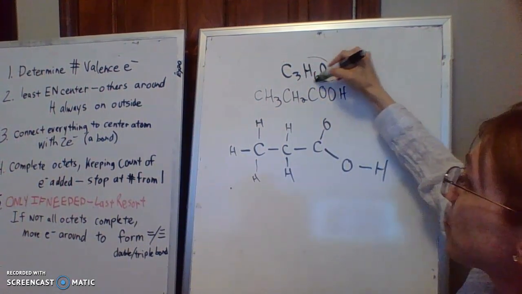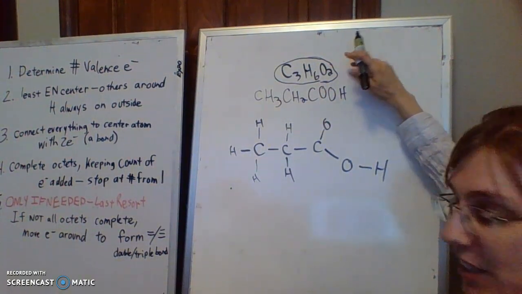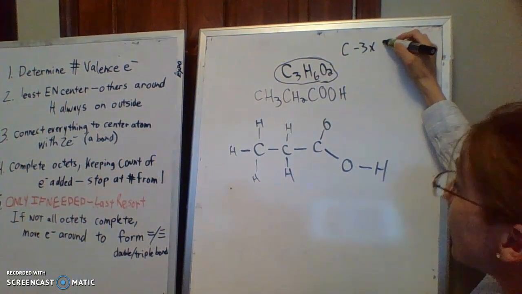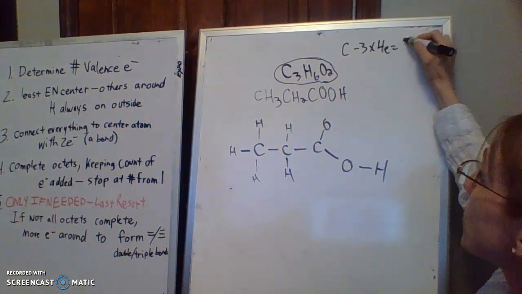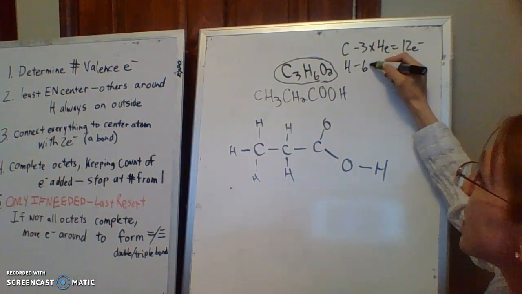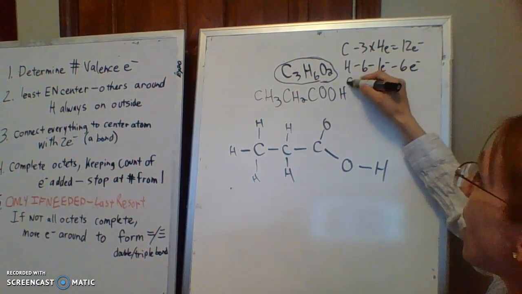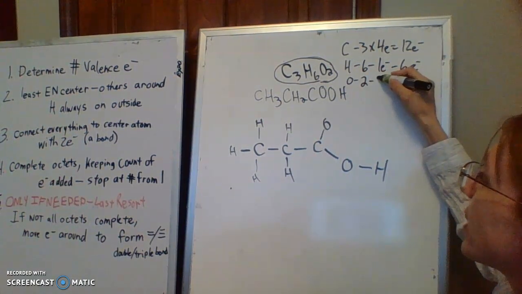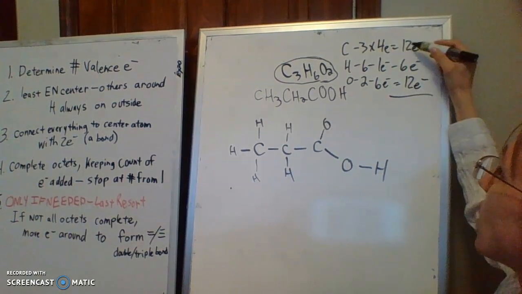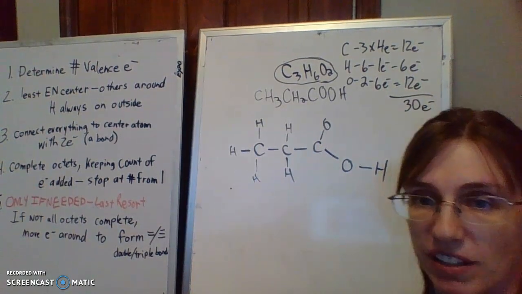I'm going to use this condensed version of the formula to count up our valence electrons because it's a little easier. We've got carbon. We have 3 of them. Each one has 4 valence electrons, so we have 12 electrons from there. Then we have hydrogen, which is 6 of them, 1 electron from each one. We have 6 electrons there. Oxygen, there are 2 of those, and we have 6 valence electrons from each, so we have 12 electrons. We add these all up, 24 plus 6, we end up with 30 valence electrons in this molecule.